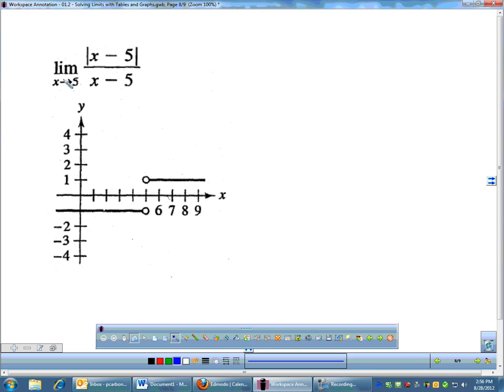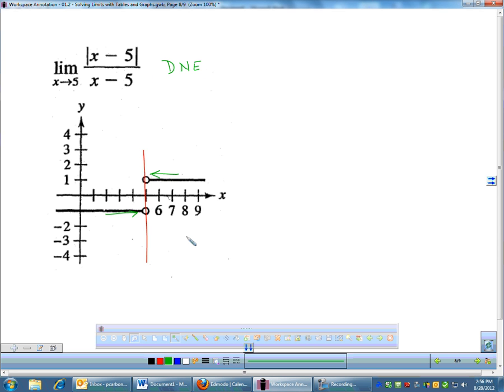Okay, here is the graph of the absolute value of x minus 5 over x minus 5, and I want the limit as x approaches 5. So as I'm approaching 5, here's 5 right here. I'm looking at the left side down here, and the right side up here. Left and right sides do not meet. They're going to 2 totally different places. So this limit does not exist.